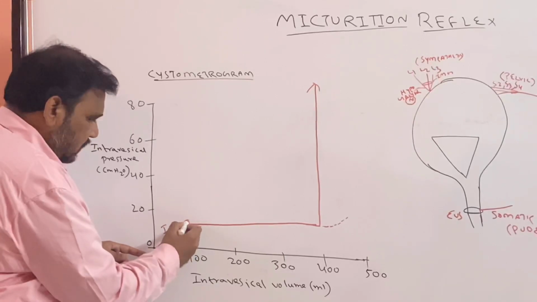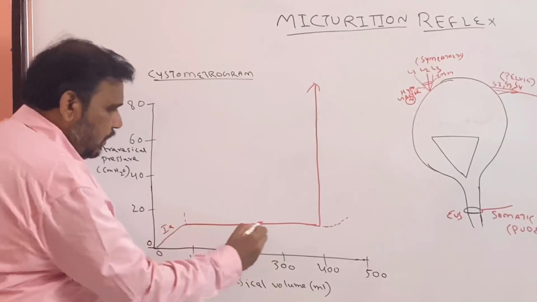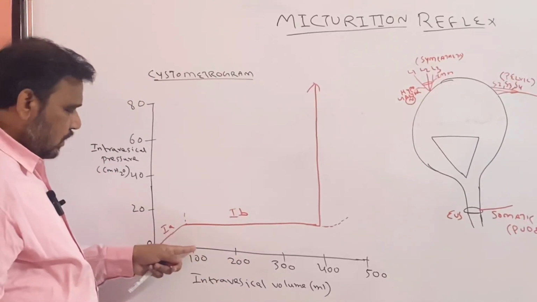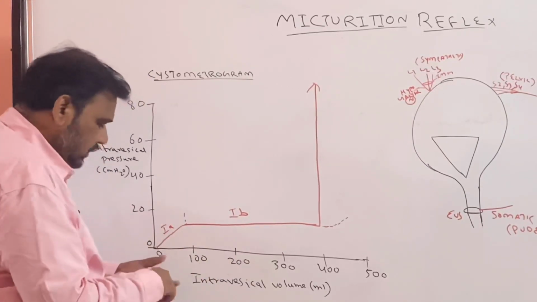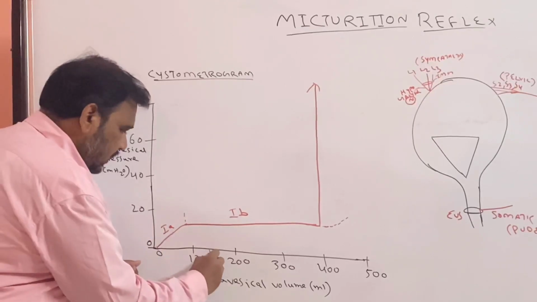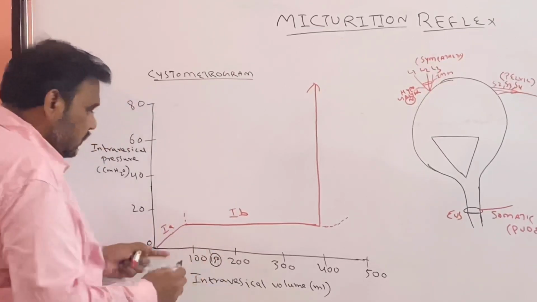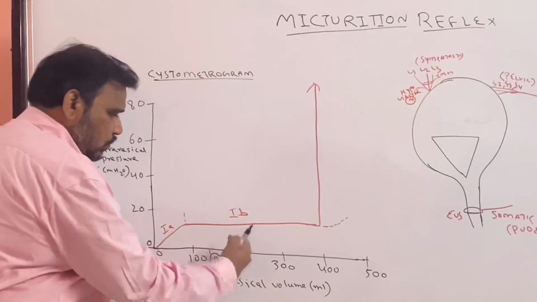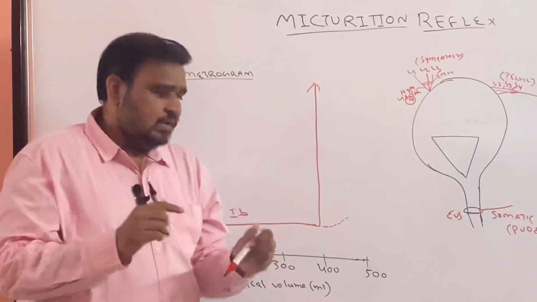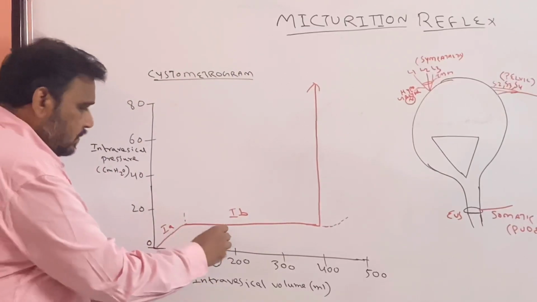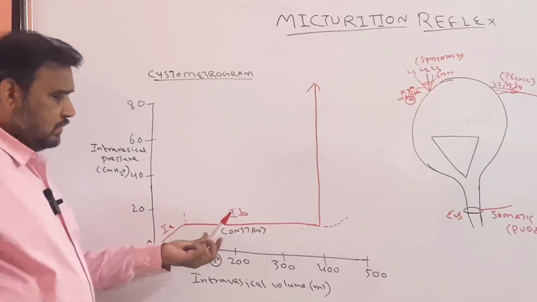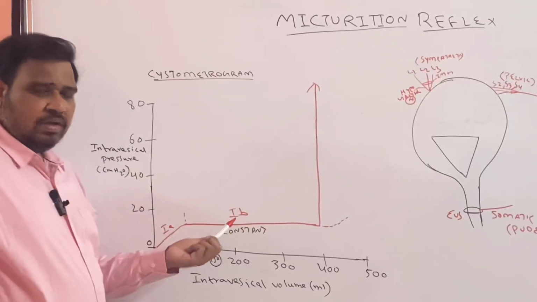From here, a very, very important point, please listen: 1B. What happens from around 100 to 150? This 150 is a landmark, I will tell you later. From here up to 400, the volume has increased, 100, 200, 300, the bladder is getting filled. But what happens to the pressure? It is constant. The pressure remains the same. So this phase is 1B.